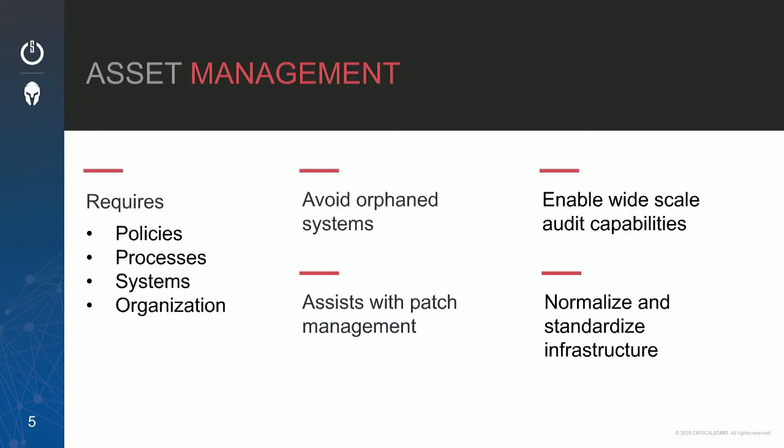We commonly find that when we go on to an assessment, we'll initially scan for just the low-hanging fruit. It's a common thing that most pen testers should do. And what we'll find is that there's at least one server somewhere within that organization that is vulnerable to Eternal Blue or Bluekeep or something maybe even older because it's a system that fell out of asset management. But outside of just vulnerability management, this also helps with enabling wide-scale audits.